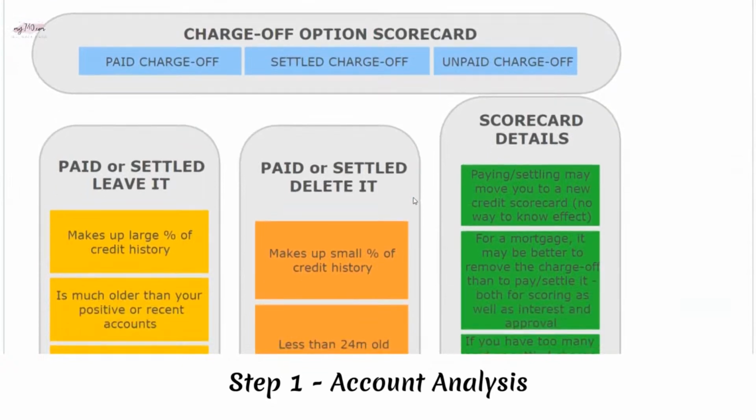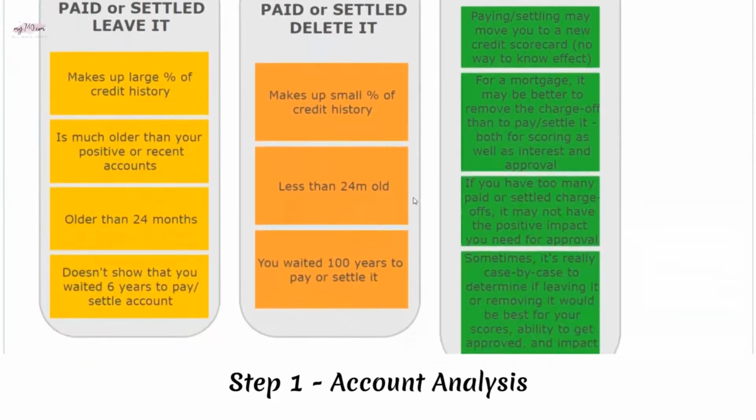So the accounts that you want to leave are going to make up a large percentage of your credit history, normally much older than your positive or recent accounts, older than 24 months, and/or it doesn't show that you waited like 6 years to pay or settle that account. Now, the ones that you want to delete normally make up a small percentage of your history, normally less than 24 months old, but doesn't mean that they have to be. Or it shows that you waited like 100 years to pay or settle the account. Nobody wants to see that, okay?